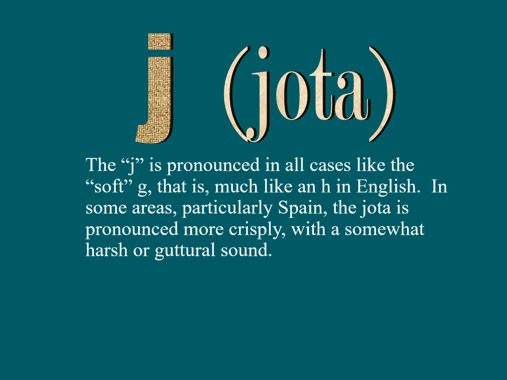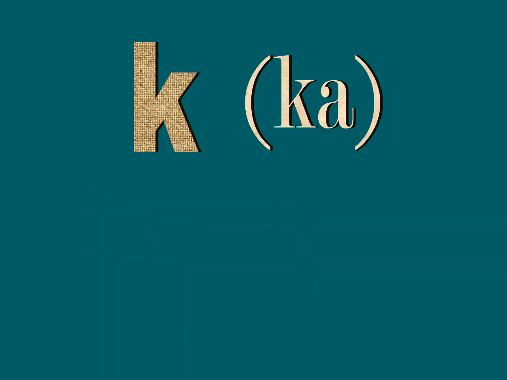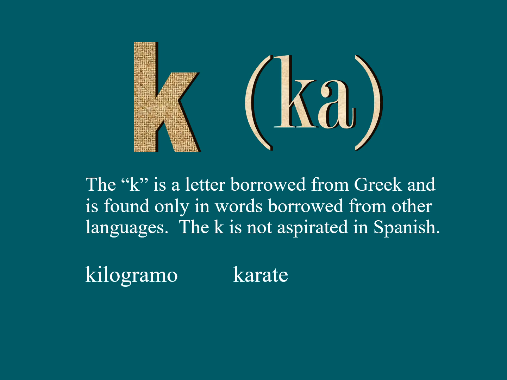Jota. The J is pronounced in all cases like the soft G that is much like an H in English. So like José, hijo, jara, atajo. Ka. The K is a letter borrowed from Greek and is found only in words borrowed from other languages. The K is not aspirated in Spanish. Kilogramo, karate.